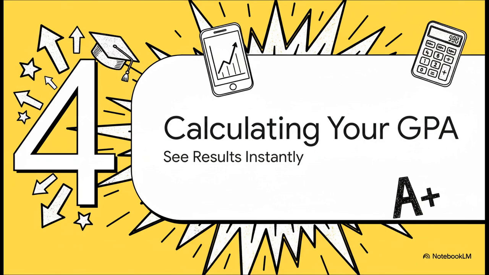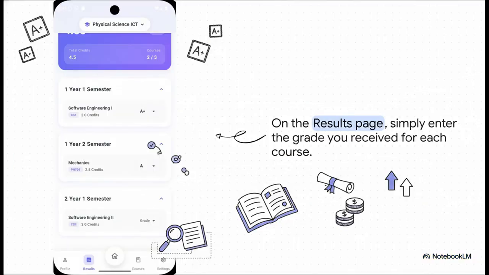All right, we've done the setup, we've verified all the details for accuracy, and now it's time for the payoff. The whole reason we're here. Let's see this thing in action. So you'll head over to the results page. You'll see a list of all your courses for the semester. All you have to do is go down the list and use the drop-down menu to select the grade you actually got in each class.